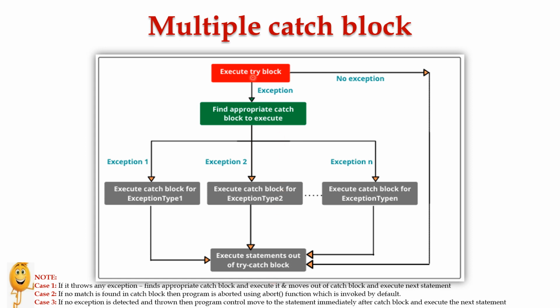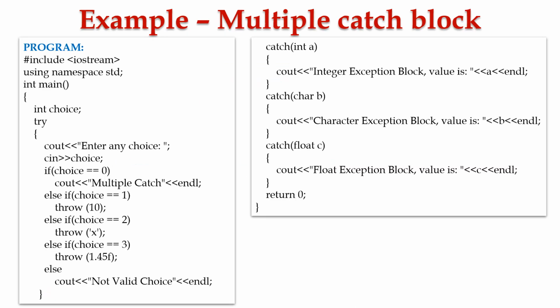In case 3, that is when no exception is detected and thrown, then the control automatically goes to the statement out of the try catch block and executes the statement. That is, the control goes to the statement immediately after the catch block and executes it. That is, it skips the catch block, executes the next statement after the catch block and terminates the program successfully. Hope you are clear in the multiple catch block concept. Let's have an example program for multiple catch blocks.